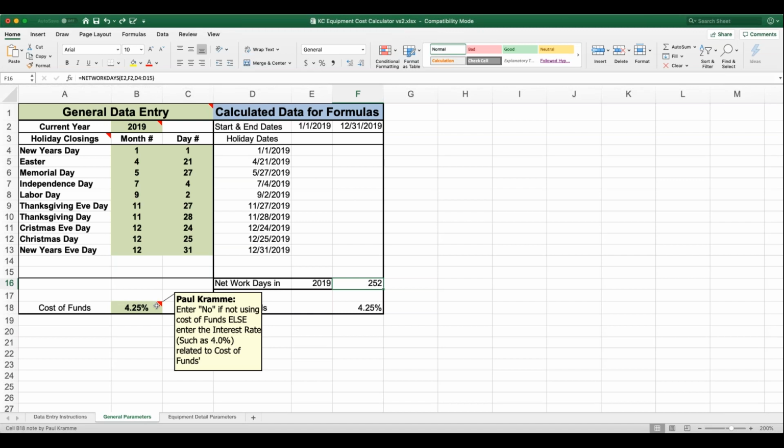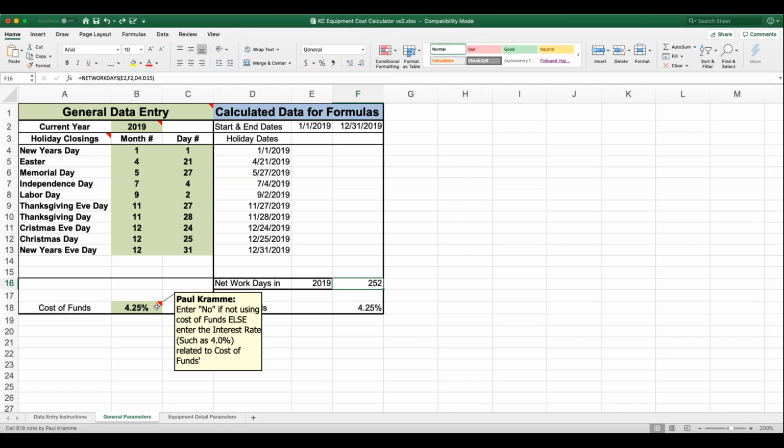This number here, the cost of money, this is one that I feel is very important, but it's oftentimes not considered. If you purchase a piece of equipment, you may have to get a loan for that piece of equipment if you financed it. And if that's the case, then you should inject the interest rate for that loan.